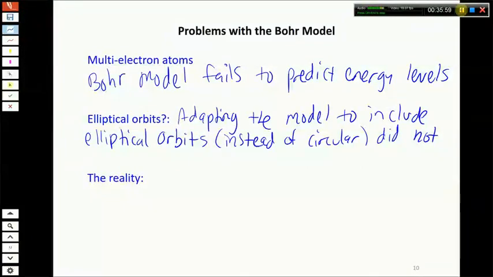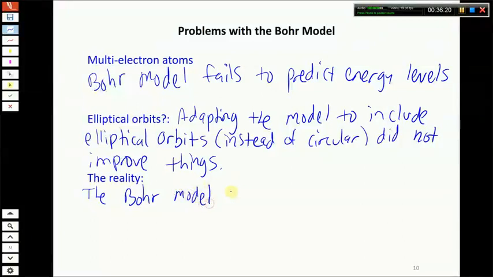Alright, so if you include elliptical orbits, they did not improve the model in any significant way. So the reality of the situation is that the Bohr model only works for one-electron systems, and only really works for predicting energy levels, and not a whole lot else, and radius, I guess, to some extent. But you can't use the Bohr model for anything that has more than one electron. That's a pretty severe limitation, because just about everything has more than one electron.